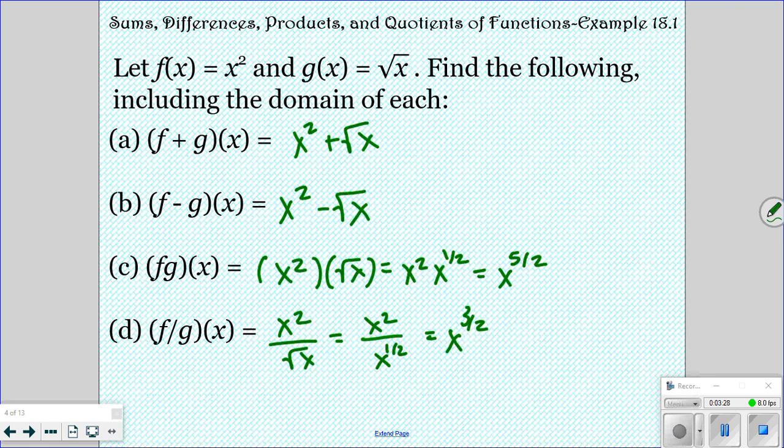Now for the domains. For part A and B, they're going to be the same domain because we have an x squared, any number can be plugged in here, and we have a radical. What kinds of numbers can we plug into our radical? The domain, x is in the reals, such that our x value has to be greater than or equal to 0, because you can't plug in negative numbers into your radical. So that would be for this one and for this one.